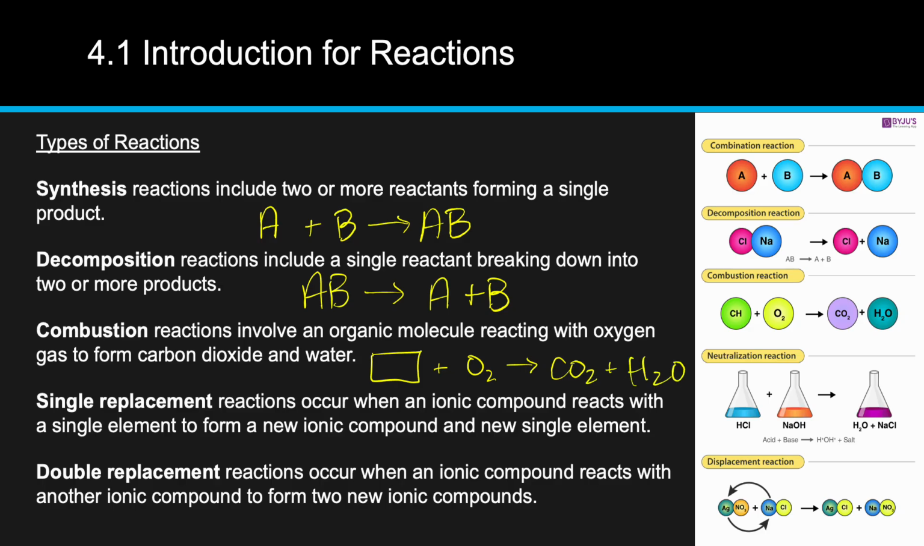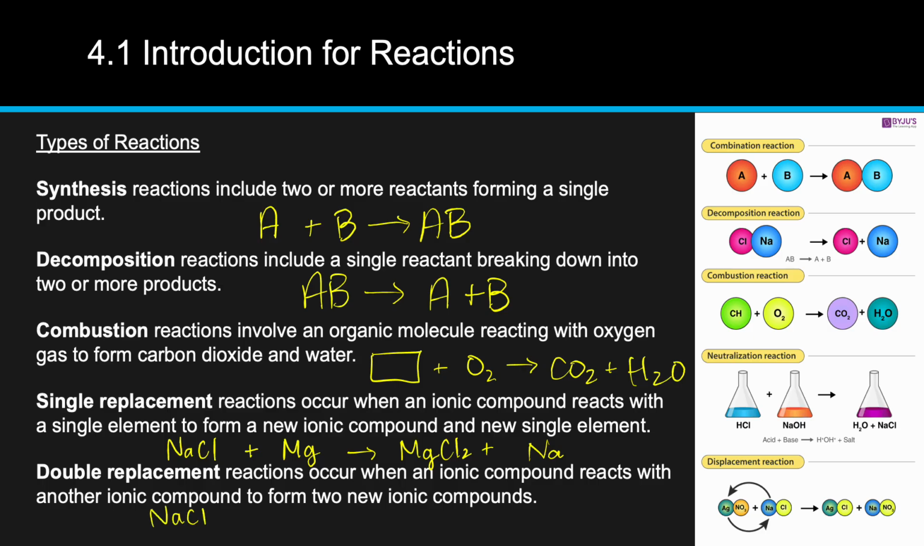Then we have our single and double replacement reactions. Single replacement reactions occur when an ionic compound reacts with an element to form a new ionic compound and a new single element. And then a double replacement reaction occurs when you have two ionic compounds and they're essentially going to switch partners. So a single replacement reaction could be something like sodium chloride reacting with magnesium, and so then you will get magnesium chloride and sodium.